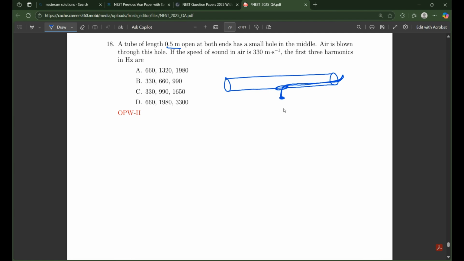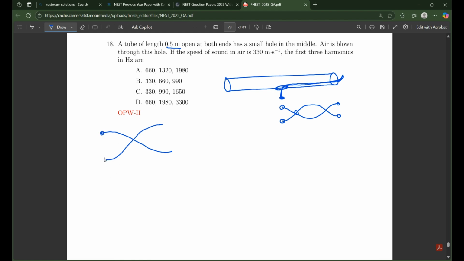So this type of waveform will be formed. The wave will be like this. It has antinodes at the edges and a node in the middle, since it is open at both sides. Now, a little theory behind it. If I have a resonance wave like this, in a resonance tube, the waves formed are like this.